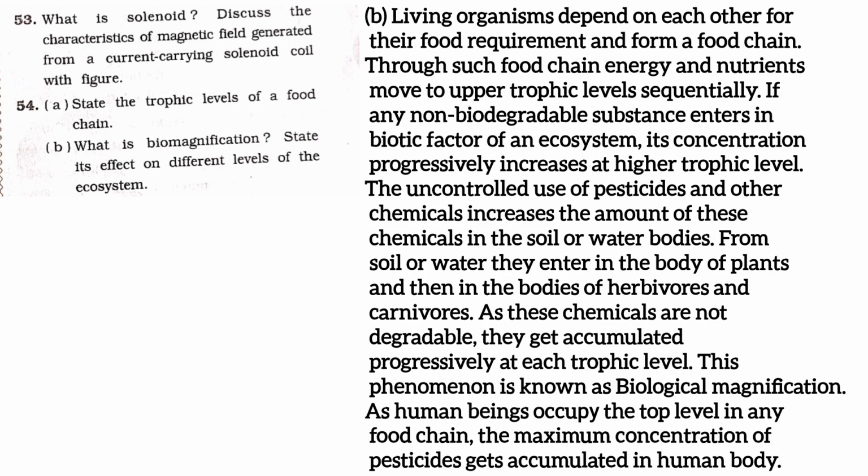The uncontrolled use of pesticides and other chemicals increases the amount of these chemicals in the soil or water bodies. From soil or water, they enter the body of plants and then the bodies of herbivores and carnivores. As these chemicals are not degradable, they get accumulated progressively at each trophic level. This phenomenon is known as biological magnification. As human beings occupy the top level in any food chain, the maximum concentration of pesticides gets accumulated in the human body.